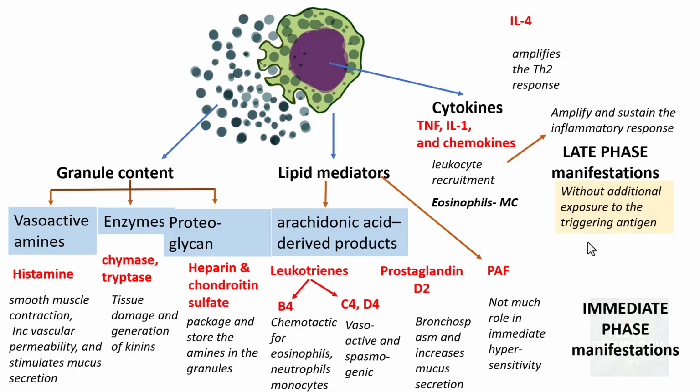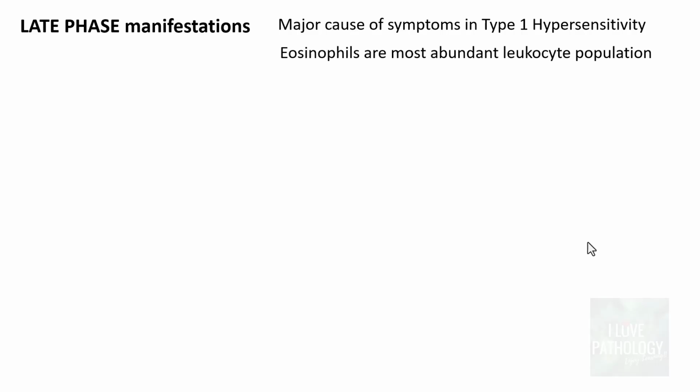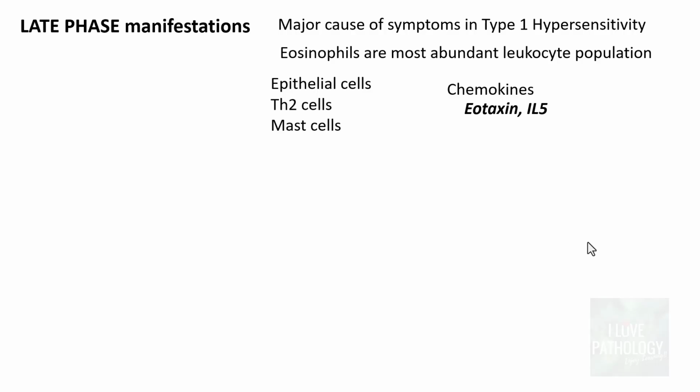It is just that the chemokines start recruiting more and more leukocytes, particularly eosinophils, and the eosinophils are the ones which cause major damage along with other leukocytes. So let's understand the late phase manifestations. It is said that the late phase manifestations are the major cause of symptoms in type 1 hypersensitivity. And as I told you, eosinophils are the most abundant leukocyte population. So how are these eosinophils attracted towards the site of the hypersensitivity reaction?